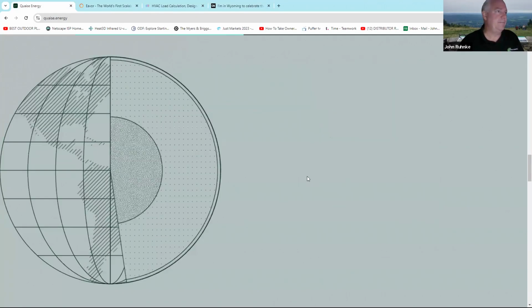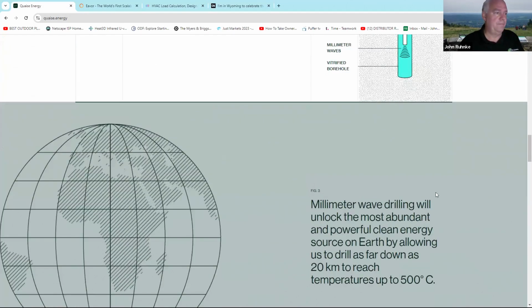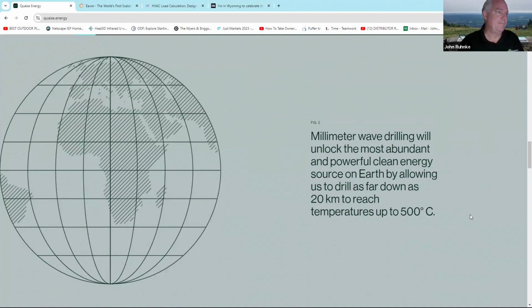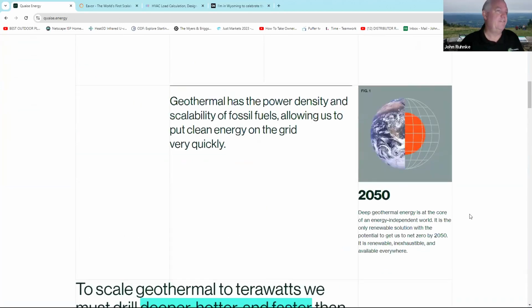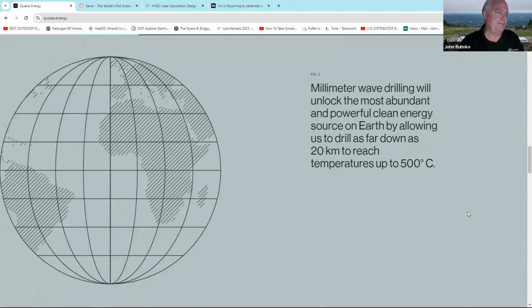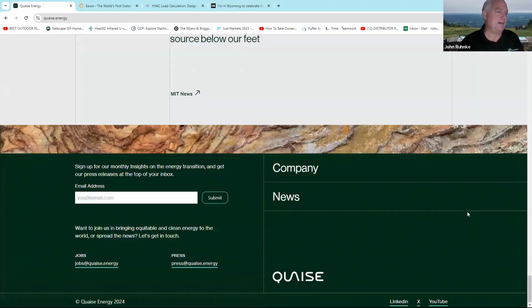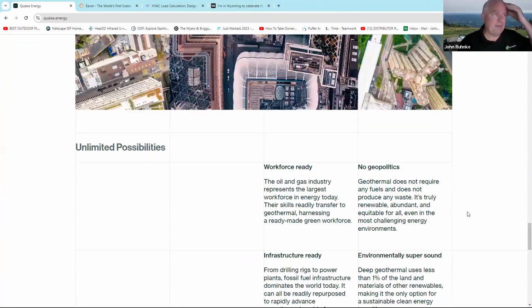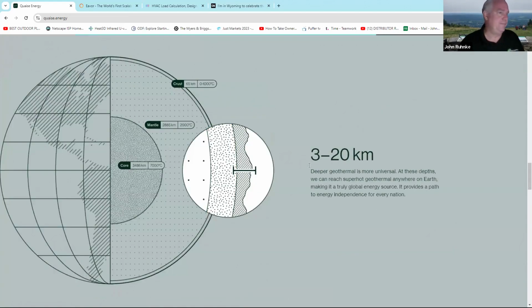This right here, say 500 degrees Celsius, if you can get down to 20 kilometers. This technology is not developed. So they still need to develop this drill bit. They haven't really dug any holes with this thing yet. It's still in development. So the problem with this technology, it just sounds great.